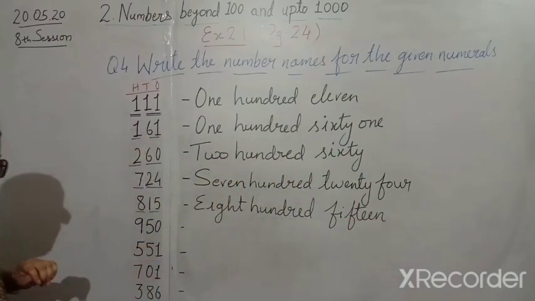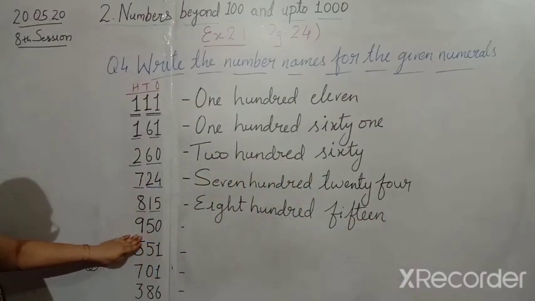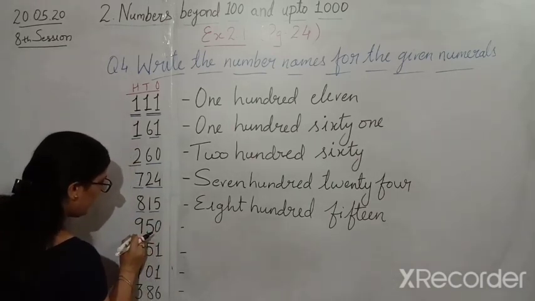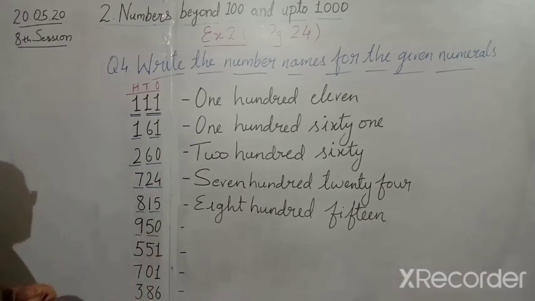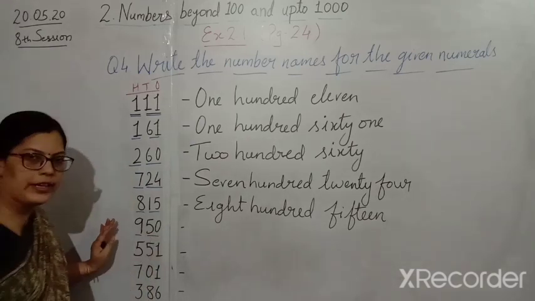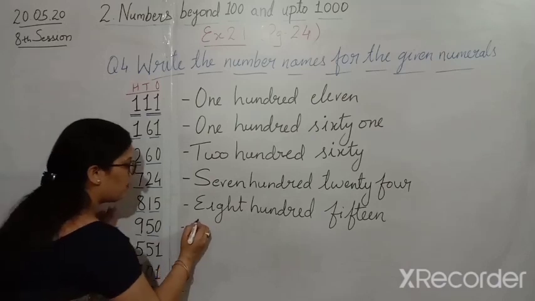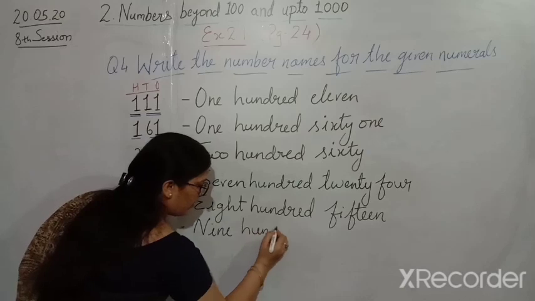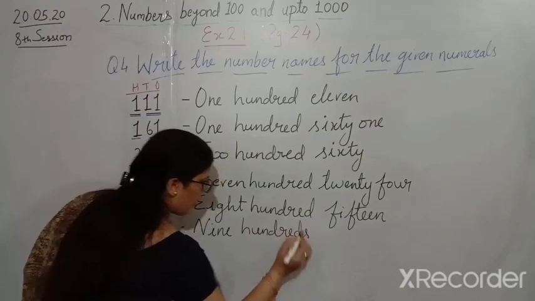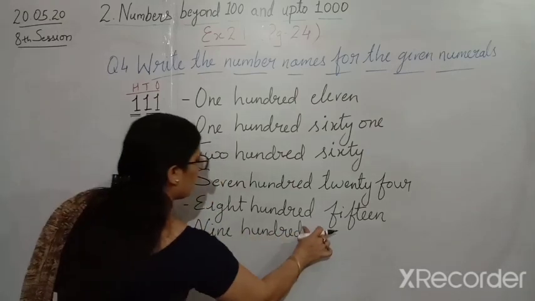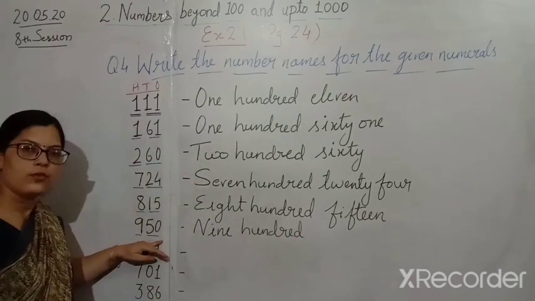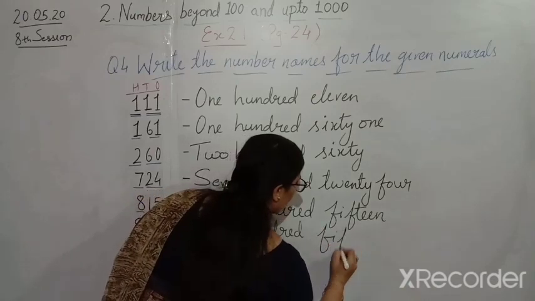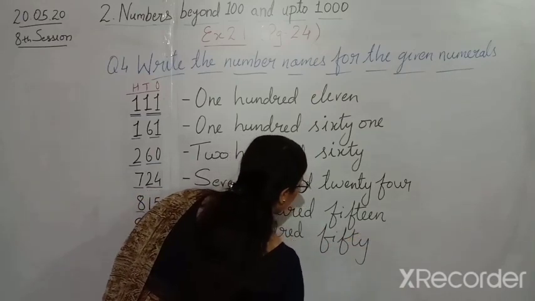Now here the number is 950. Again divide the number. 9 is at the hundreds place, so we'll write 900. What is at tens and ones? It is 50. So we'll write the spelling of 50.